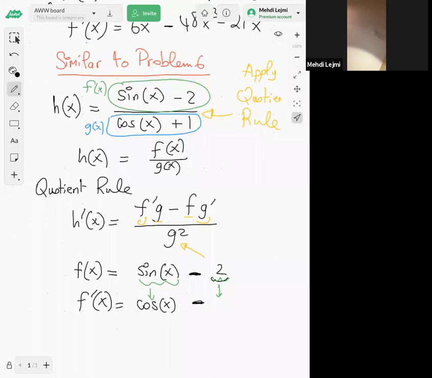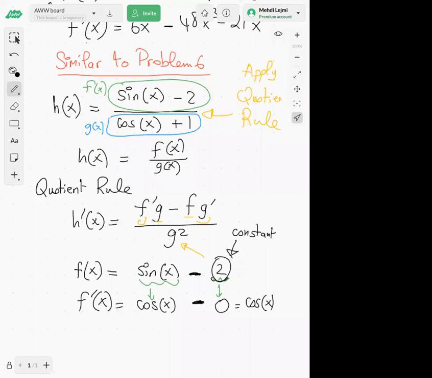So if you have tangent, of course, you need to check the derivative of tangent of x. And then minus 2. This is again a constant, just a number by itself. So the derivative, it's not 2, the derivative is 0. All right, this is constant. So then cosine of x minus 0 is just cosine of x. Do you have any question about the derivative of f, the f prime? No, not so far. Okay, cool.